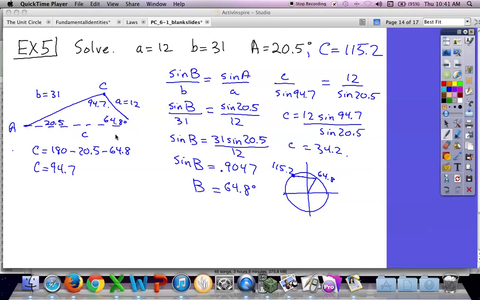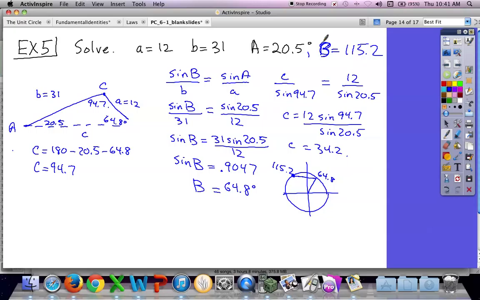Yeah, I know what you're saying. That should have said B. Yeah, that should have said B. Good point. Thank you. So it's still the same thing. We got two angles that together don't add up to 180. Therefore, there is a chance that we have two triangles.